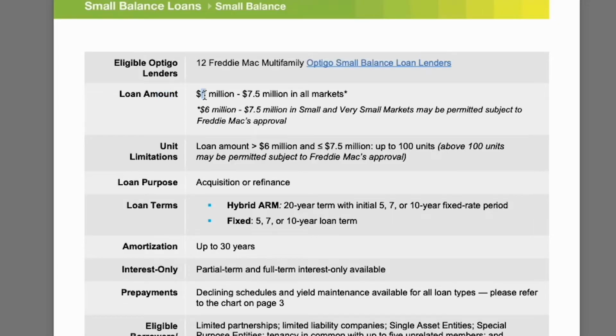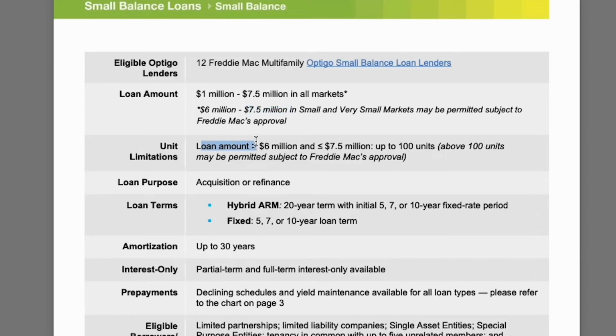So let's look at the loan amount. The loan amount, as we said, is $1 million to $7.5 million in all markets. Now they do have a stipulation here. It says that it's going to be between 6 and 7.5 million in small and very small markets. That's where the 6 to 7.5 million may be permitted. If you're in a small and very small market, this is basically saying that it's going to be under 6 or 7.5 million, but they will permit it to be 6 or 7.5 million on a very select basis.